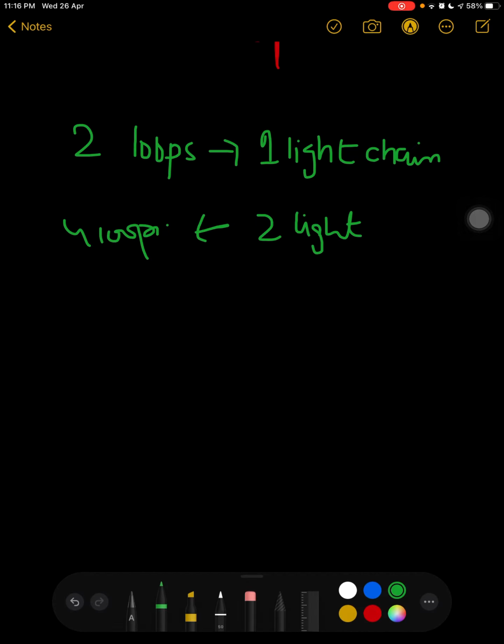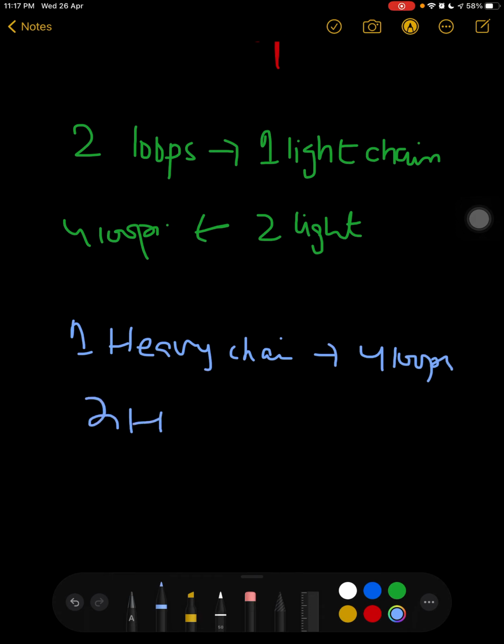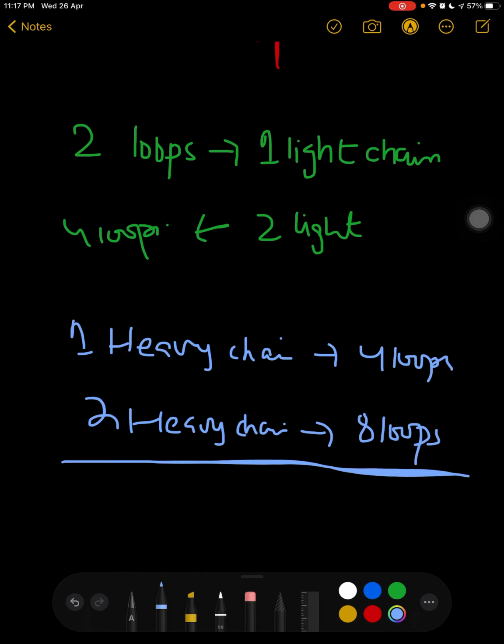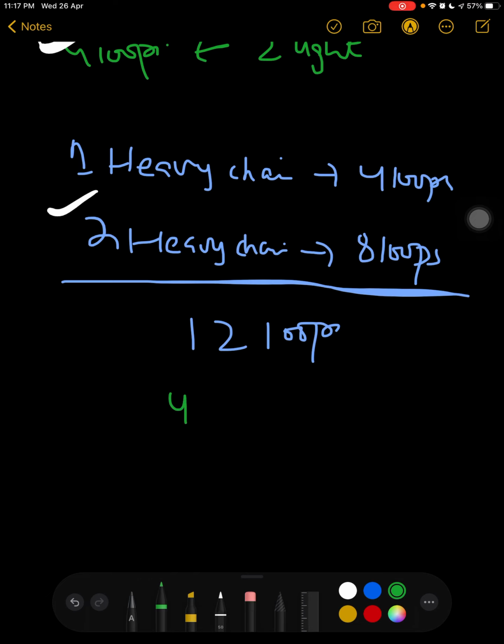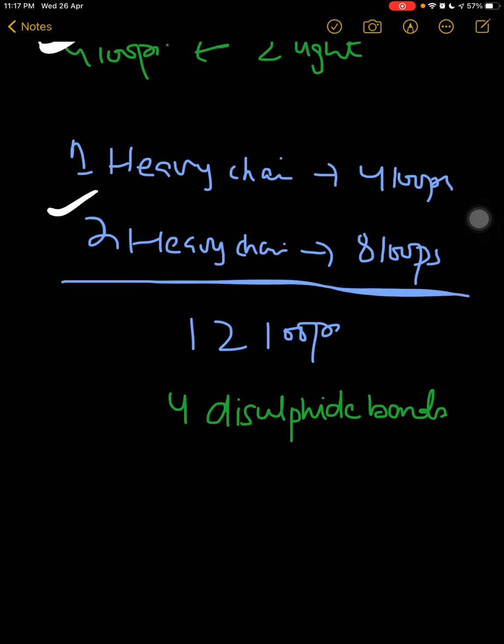And we talk about the heavy chain. One heavy chain has 4 loops, so 2 heavy chains will have 8 loops. So in total we have 12 loops if we count the light chain loops and the heavy chain loops together, and we have 4 disulfide bonds, right? I hope this is clear.